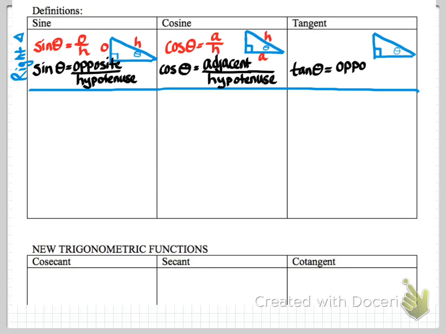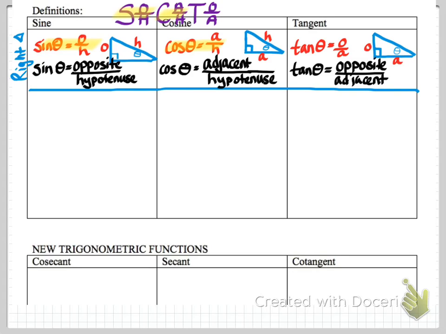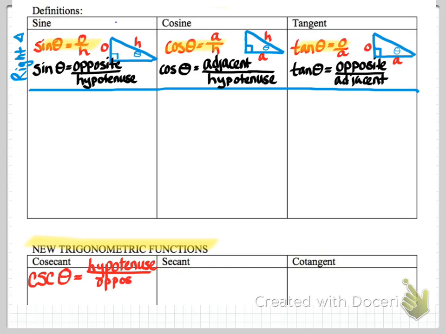Now, the next thing that we're going to talk about is new trigonometric functions. There are three new trig functions we're going to be using in this course, and you'll be using in calculus as well. They are cosecant, secant, and cotangent. Cosecant is simply the reciprocal of sine. All we do is flip sine upside down, and we're going to look now at hypotenuse over opposite. So cosecant and sine are reciprocals of one another.